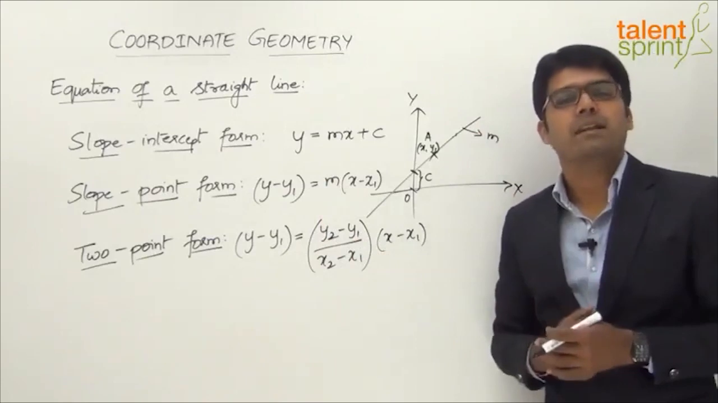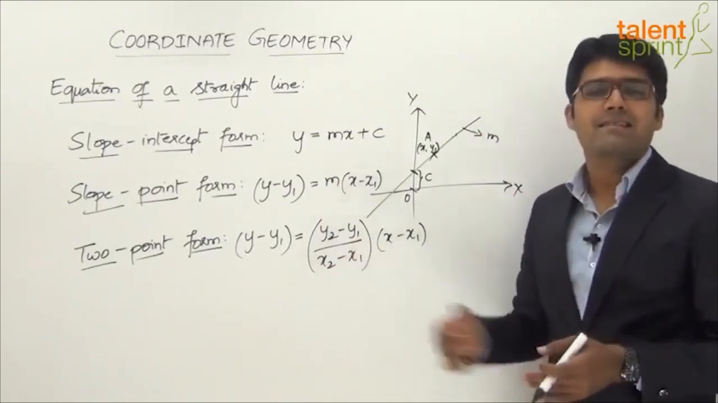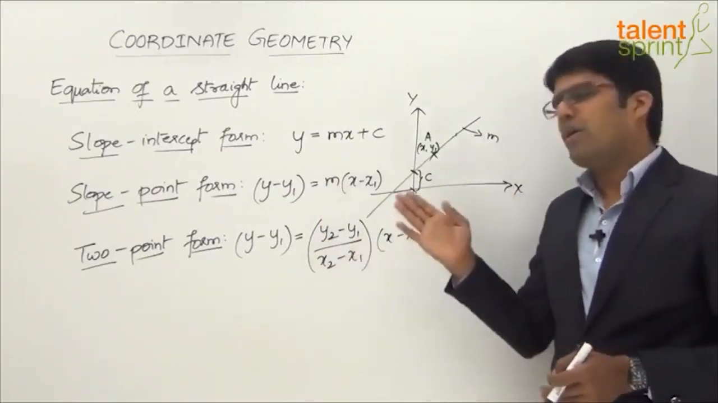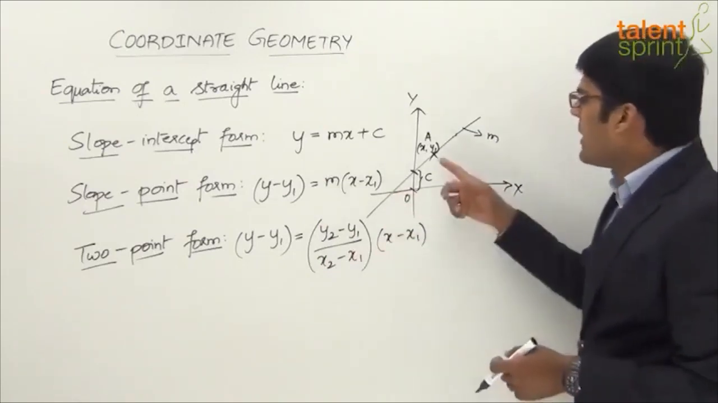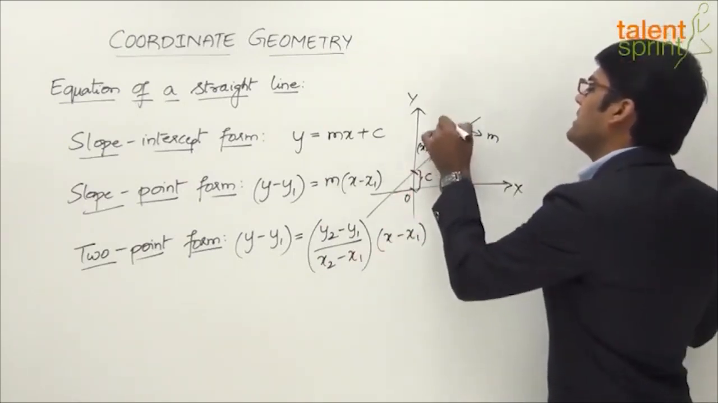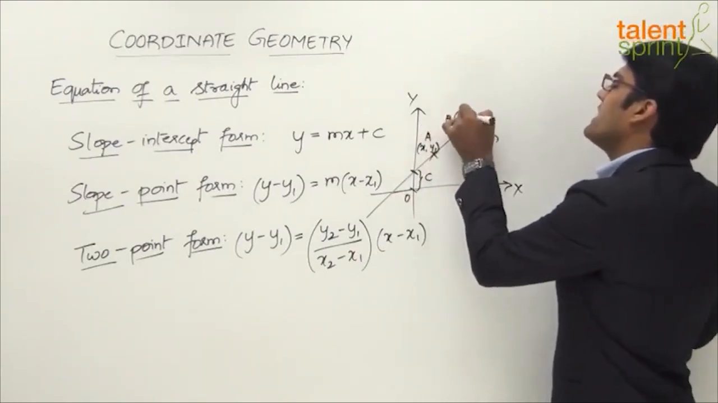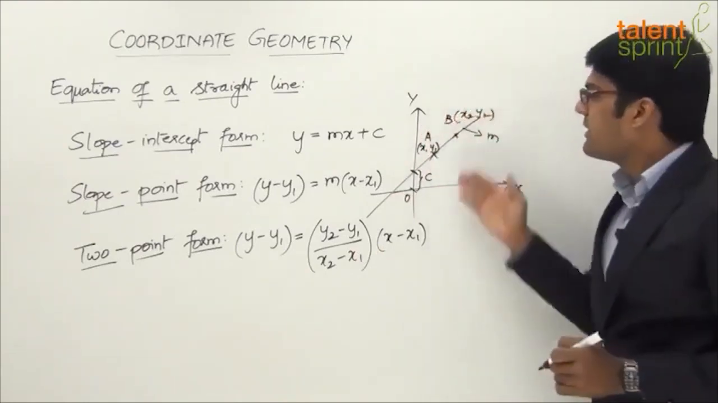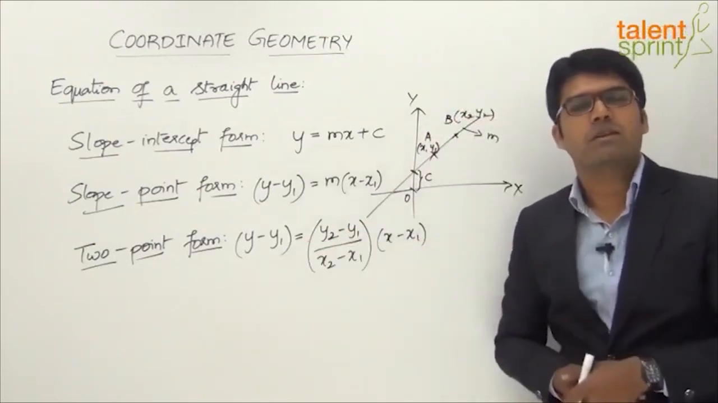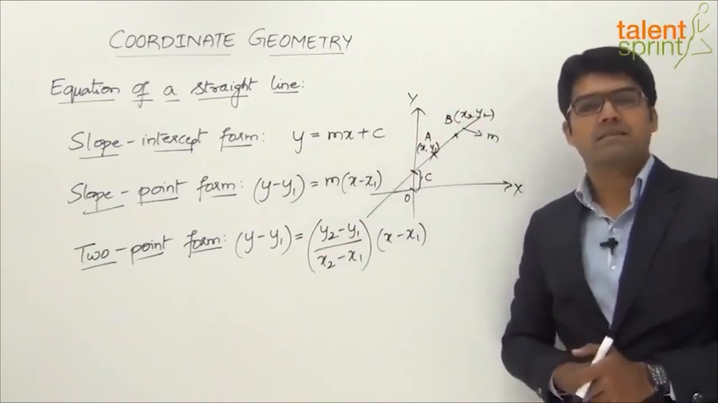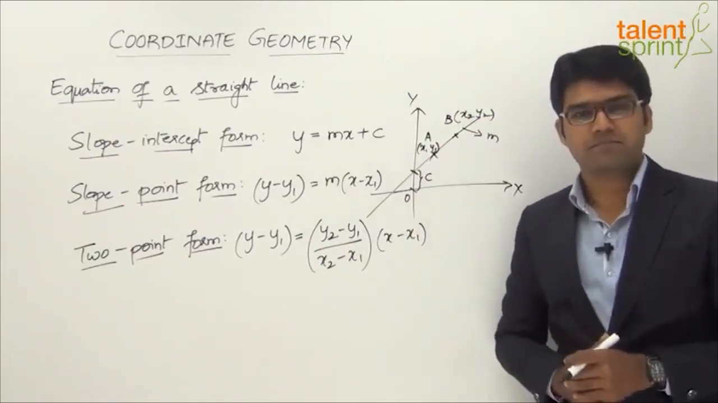So when 2 points are given and we need to write the equation, we can take it as y minus y1 equals y2 minus y1 by x2 minus x1 into x minus x1, right? So one point and some other point. Let's say this point is B. The coordinates are x2 and y2. So we can take the equation of the line as given here, y minus y1 equals y2 minus y1 by x2 minus x1 into x minus x1.